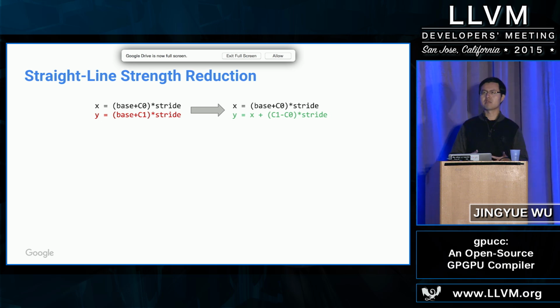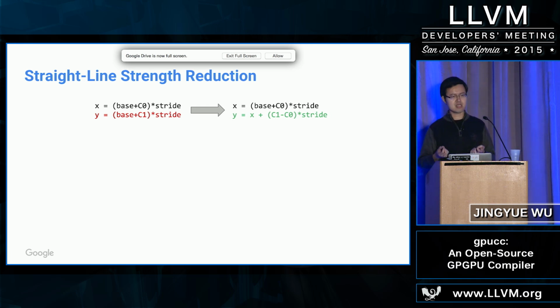After doing that, we do straight line strength reduction. So the idea is similar to loop strength reduction, but focusing on straight line code instead of loops. It works by matching and replacing some code patterns. One of the patterns we target is if you have 2 instructions, x and y, both computing base plus constant times the stride, and base and stride are the same, only the constants are slightly different. And also x dominates y. There are a lot of conditions on that. Then we can rewrite y into x plus the difference of the constants times stride.